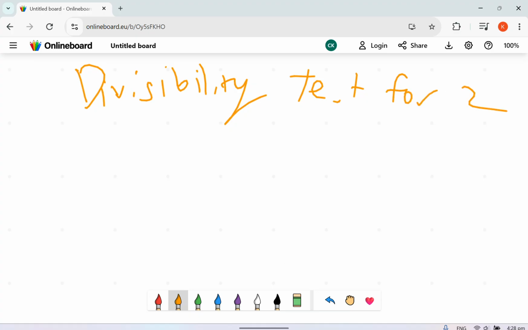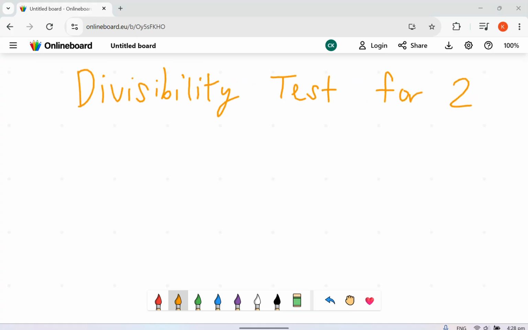Okay, so messy. Boom. This looks better. That looks better. Alright, divisibility test for 2.